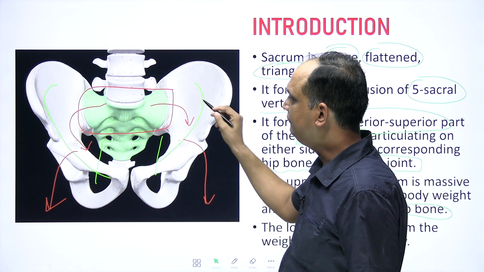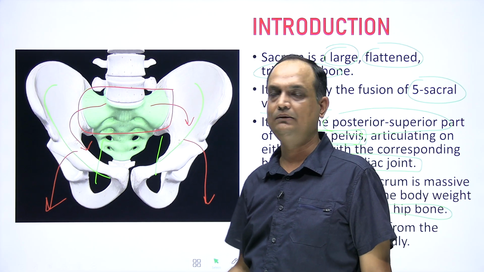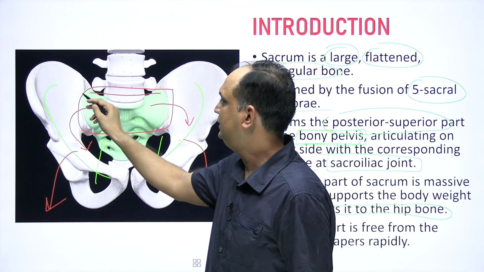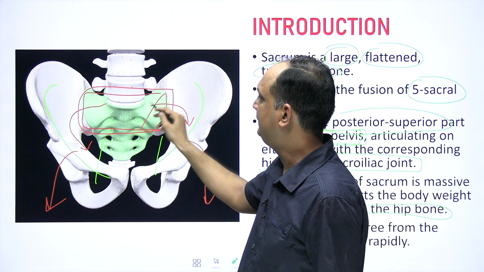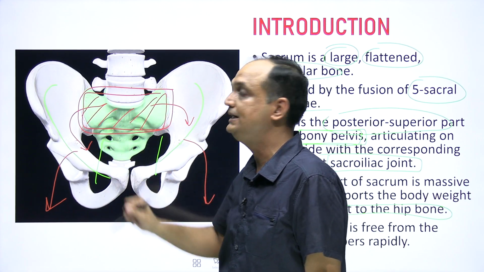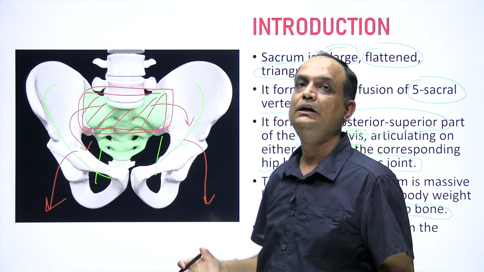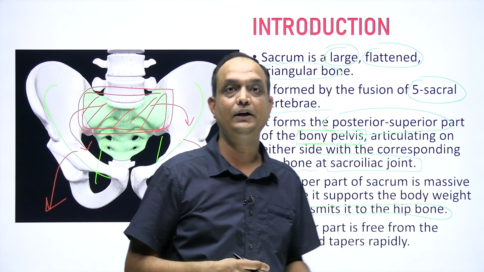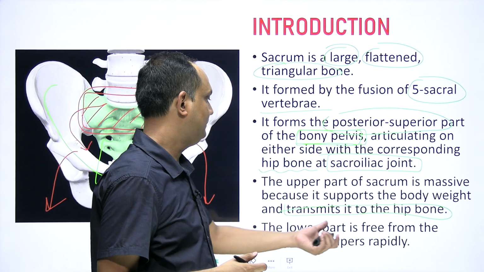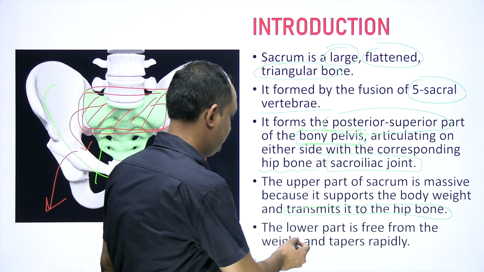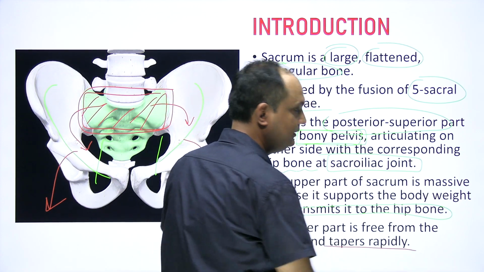You sometimes get this question in the exam: why is the upper part so dense or massive? Because it is responsible for the weight transmission. The lower part is free from the weight, that's why it tapers downward.